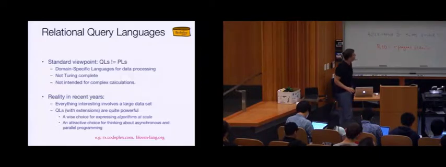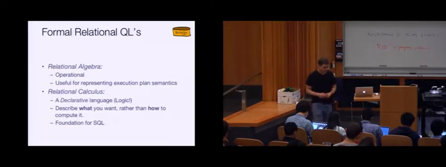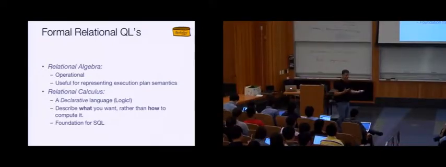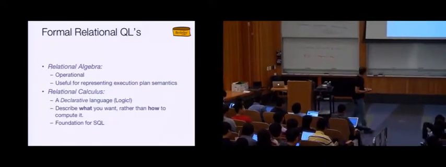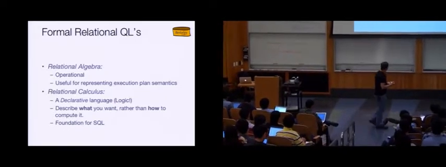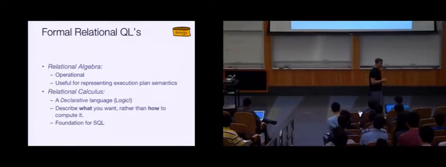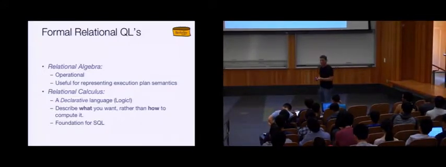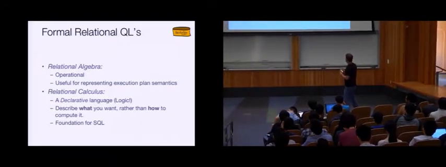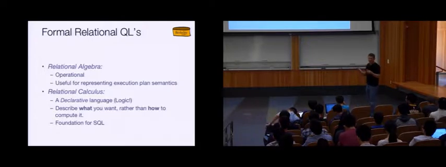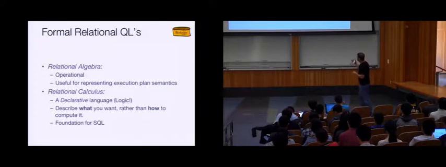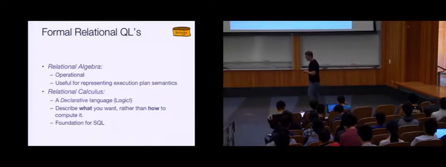All right. There's two classical languages that Ted Codd invented in the late 60s, early 70s. One is the relational algebra, and the other is the relational calculus. And they're different in a way. The relational algebra is kind of an operational language. It tells you how to do a sequence of events, very much like iterators and data flow that we've seen. So it's useful for representing execution plans, but representing their semantics, not their detailed implementations. The relational calculus is a purely declarative language. It's a logic language.